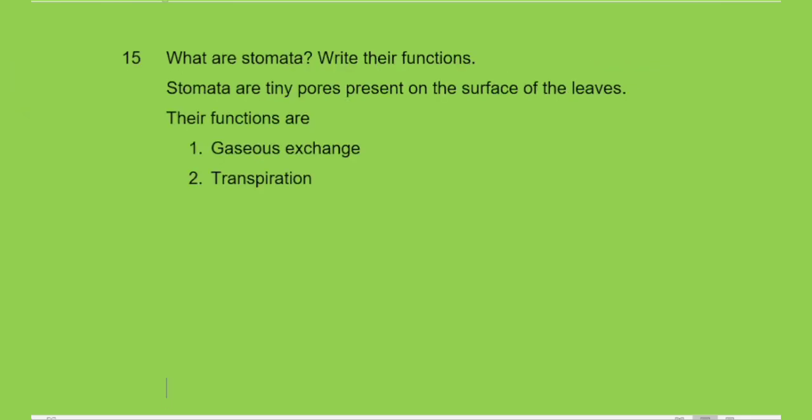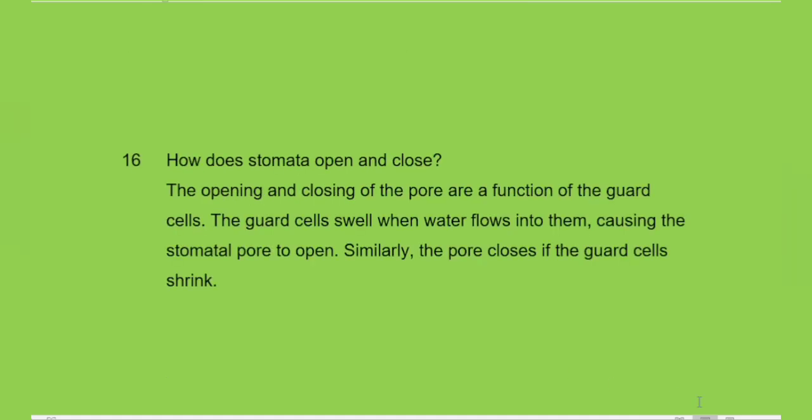What are stomata? Write their functions. Stomata are tiny pores present on the surface of leaves. Their functions are gaseous exchange and transpiration. How do stomata open and close? The opening and closing of the pore are a function of guard cells. Guard cells swell when water flows into them, causing the stomatal pore to open. Similarly, the pore closes if the guard cells shrink.